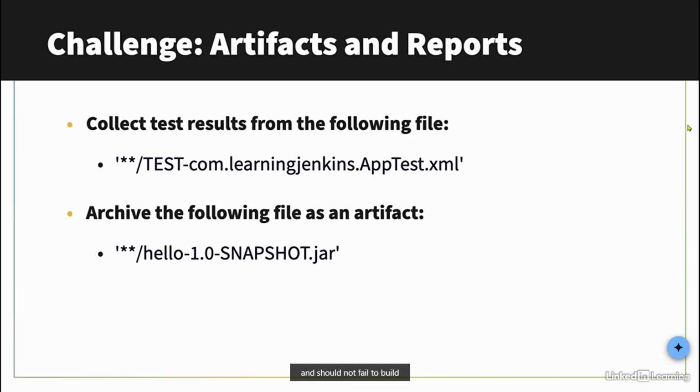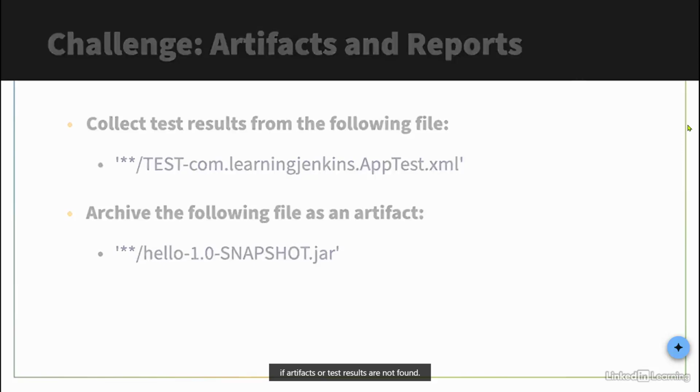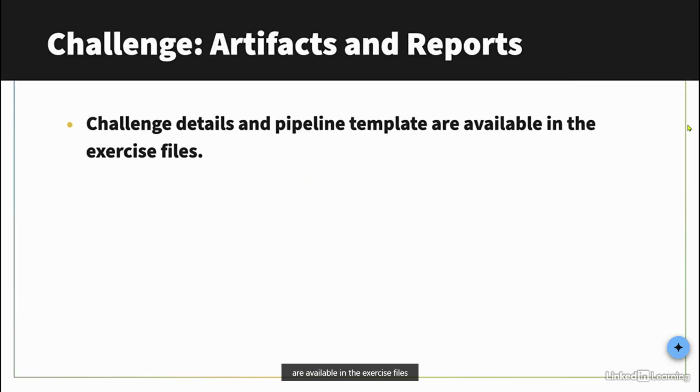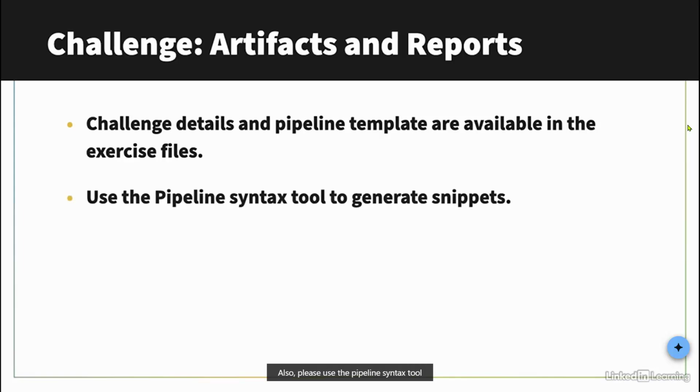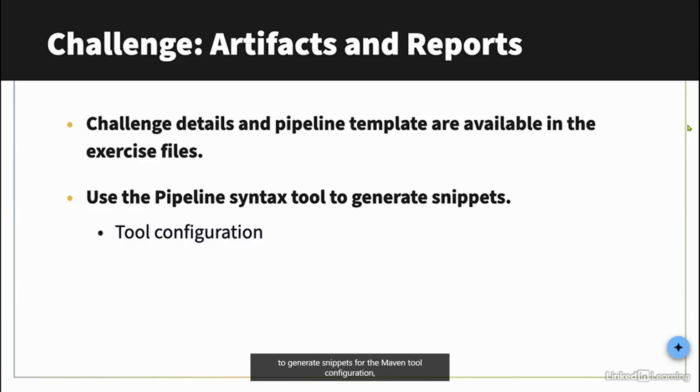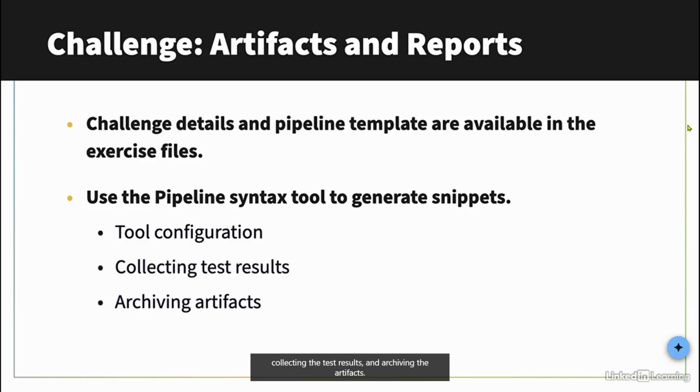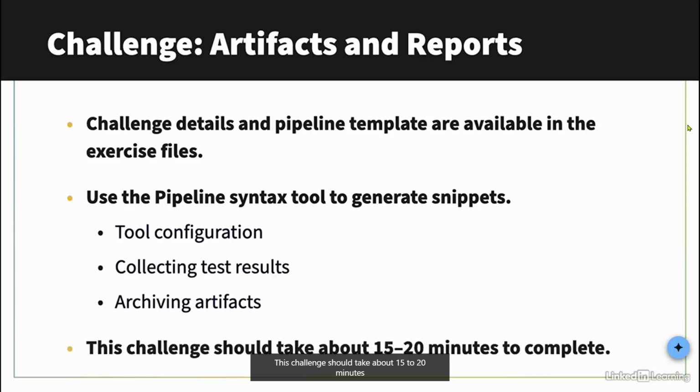The steps should always run and should not fail the build if artifacts or test results are not found. The details for this challenge are available in the exercise files, along with a template for the pipeline and all supporting code. Also, please use the pipeline syntax tool to generate snippets for your pipeline. In particular, you'll want to use the syntax tool to generate snippets for the Maven tool configuration, collecting the test results, and archiving the artifacts. This challenge should take about 15 to 20 minutes to complete. Work through the challenge and then meet me in the next video to go over the solution.